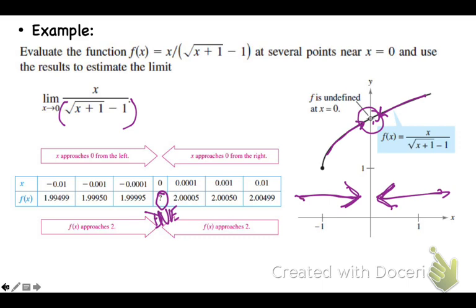So, there is my table. What is my limit approaching? 2. Do you see that on the table? Looking at these numbers right here, what are they getting closer and closer to on the left? 2. What are they getting closer and closer to on the right? 2. So what is the limit? 2.